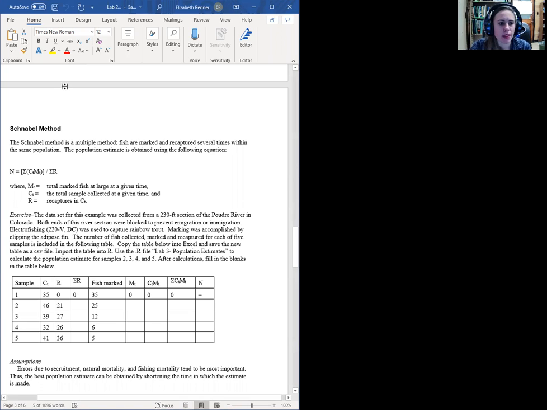Okay, so now the Schnabel method. So the Schnabel method is a multiple method. So fish are marked and recaptured several times within the same population. So it happens multiple times. So the population estimate is obtained using the following equation.